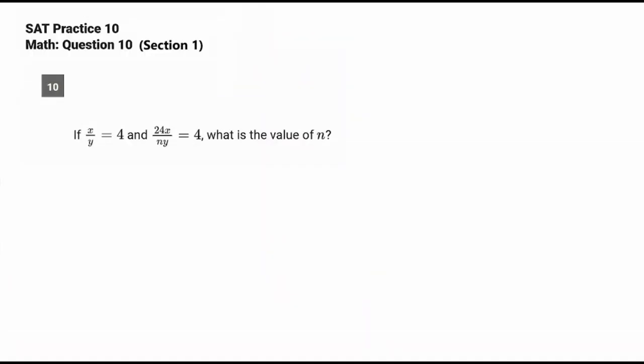We're on SAT Practice Test 10, Math Section 1, Question 10. What's the level of difficulty here? Squarely medium. If x over y equals 4 and 24x over ny equals 4, what's the value of n? So we're looking for n. Write it down and circle it.